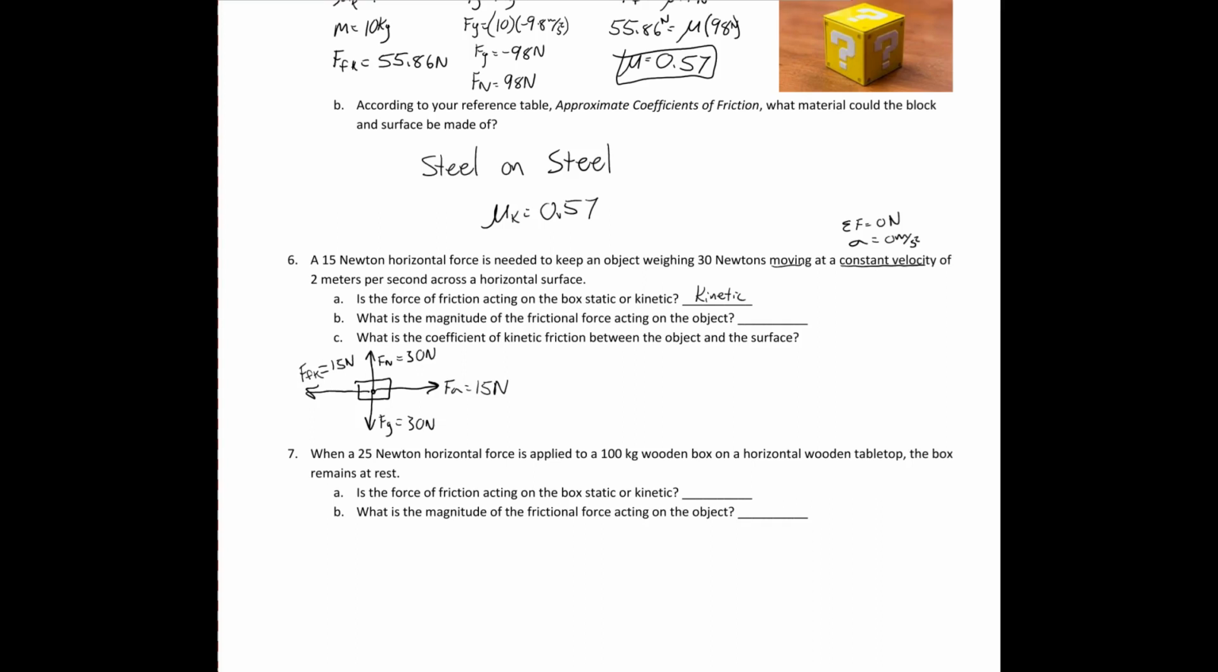You have no net force. You're not accelerating. You're moving at a constant velocity. So you don't have to do any work for B. It says, what is the magnitude of the frictional force? 15 newtons. If you're applying a force of 15, that's equal to the frictional force.